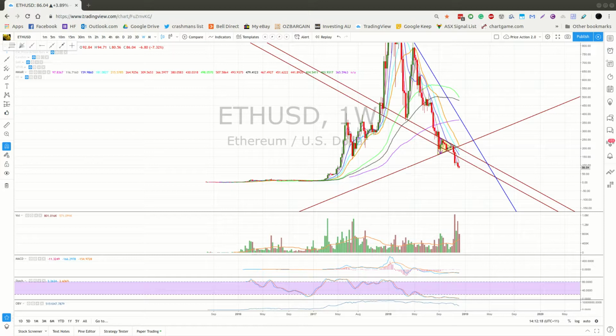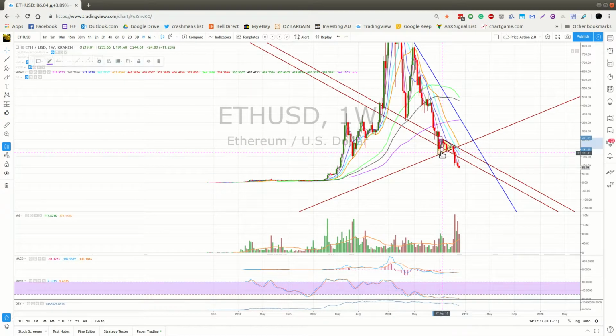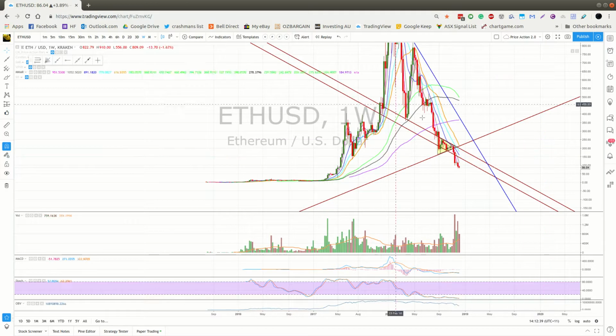I'll be looking at Ethereum today, ETHUSD, on the Kraken exchange. So that's it for today. Today's date is Sunday, the 16th of December. It's 2:12 p.m. I've started the chart on the weekly time frame, and I've already identified a pattern.